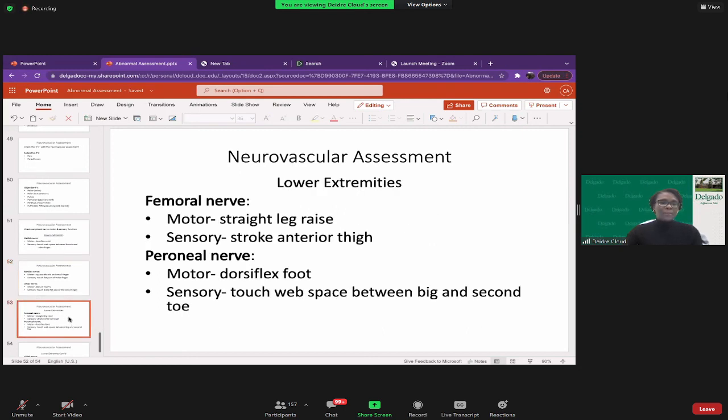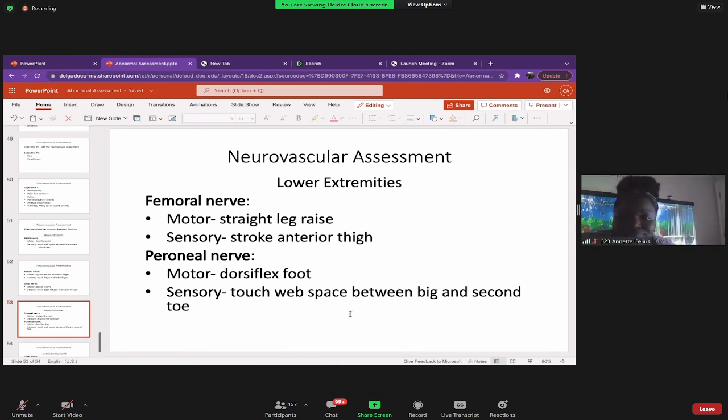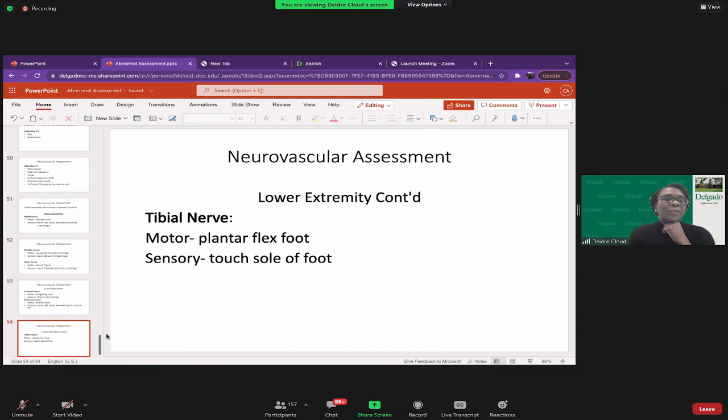And it's all spelled out for you, the femoral, the lower extremities. What will cause you to assess the femoral nerve and the peroneal nerve? Spinal injury or leg injury. Yep. So I would just advise you guys to know that. So go back and read that in a tibial.